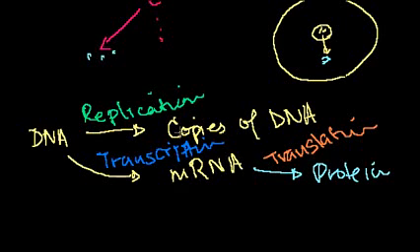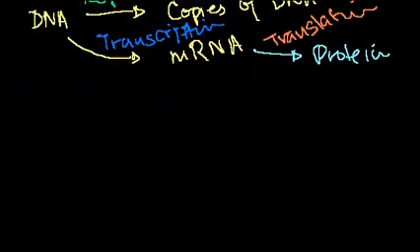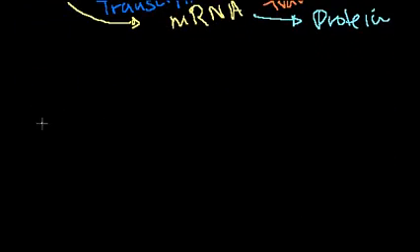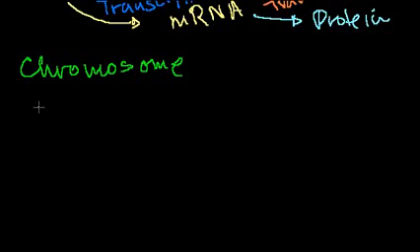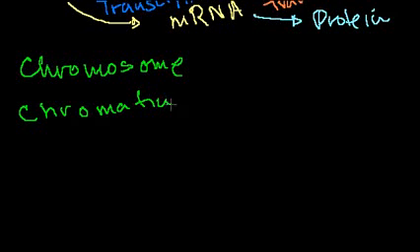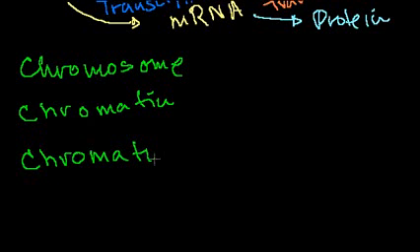Now, the other part of the vocabulary of DNA, which when I first learned it, I found tremendously confusing, are the words chromosome, chromatin, and chromatid. I'll write them down here because you can already appreciate how confusing they are. So, a chromosome is, we already talked about, you can have a strand of DNA.